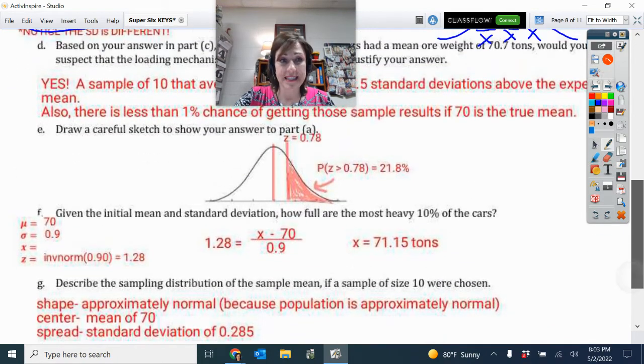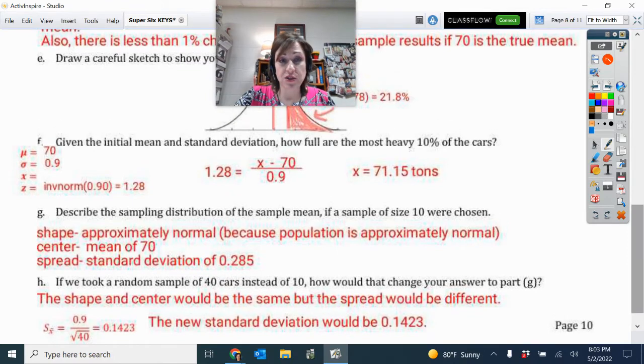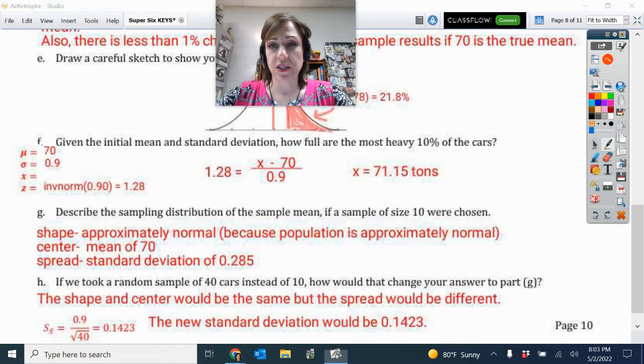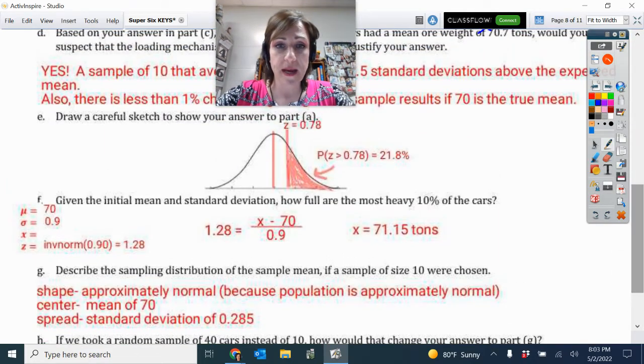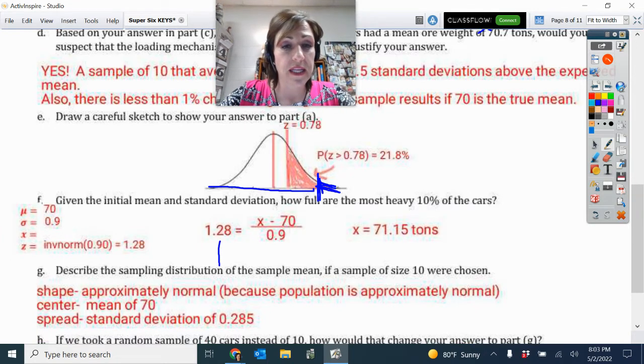All right, there was the sketch. Now, given the initial mean and standard deviation, how full are the most heavy 10% of the cars? If you're wanting to see a picture of where we're talking about, how much do these cars weigh? The top 10%. So I need to get a z-score at that spot. And so I'm going to do inverse norm of that 0.9, that 90% below that spot. So the z-score is 1.28. So there it is, and there's my x minus the mean over the standard deviation.